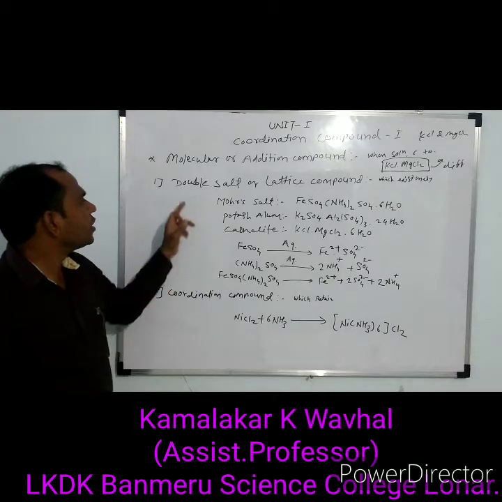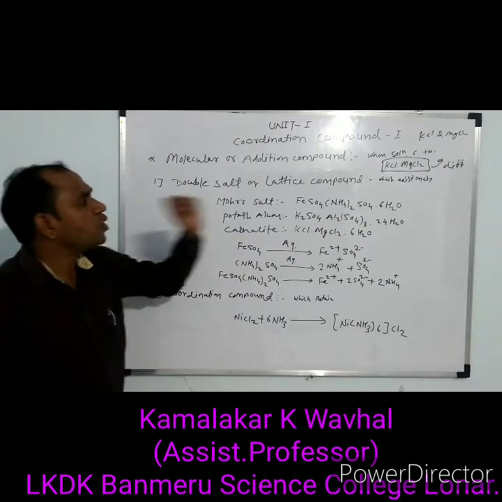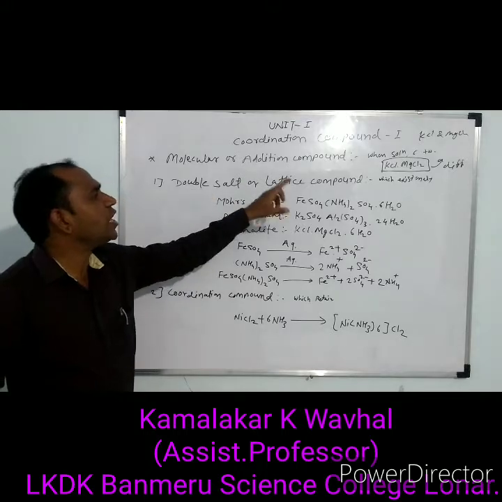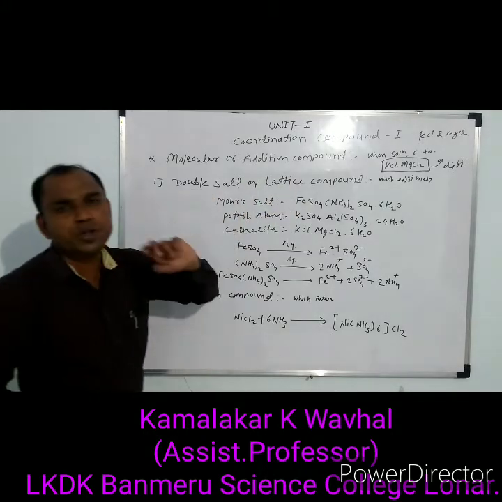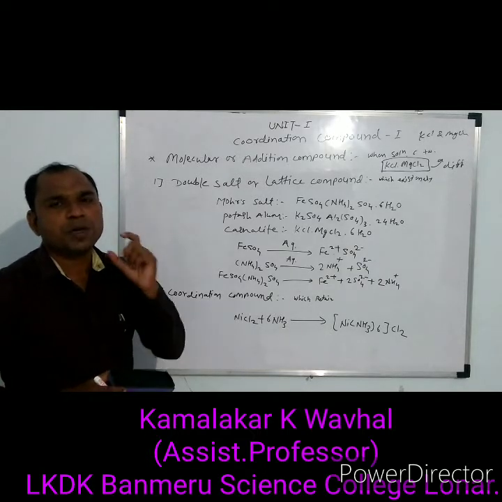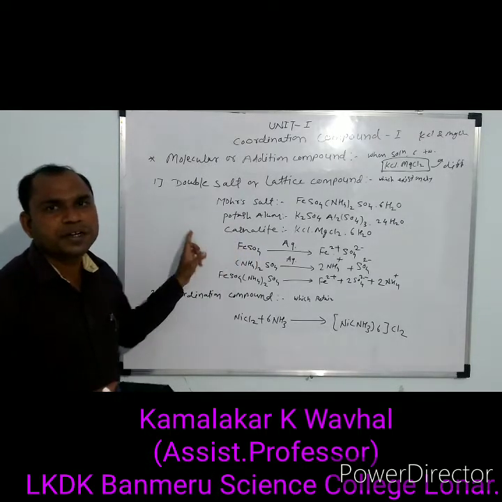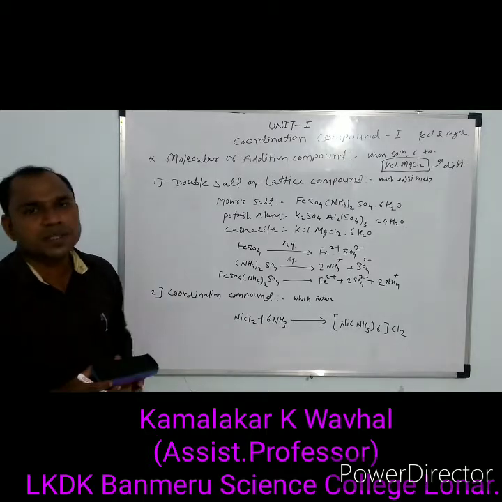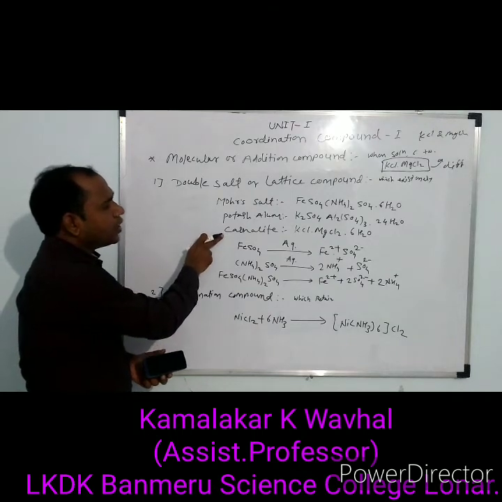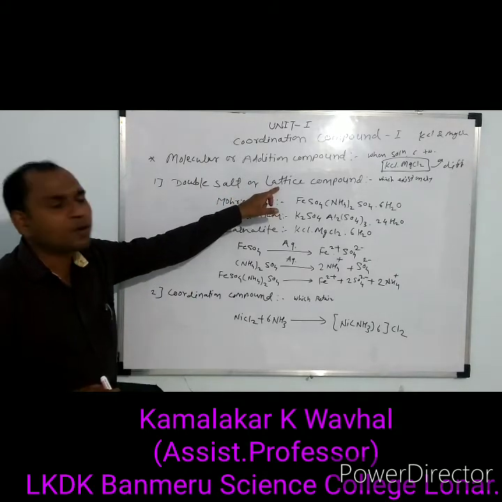I repeat once again: double salts or lattice compounds are molecular or addition compounds which exist only in the lattice of the solid form, but break down into their constituent compounds when dissolved in water or any other solvent, and their chemical properties are essentially the same as those of the parent salts. This type of compound is called a double salt. For example, Mohr's salt, potash alum, and carnallite are examples of double salts or lattice compounds.